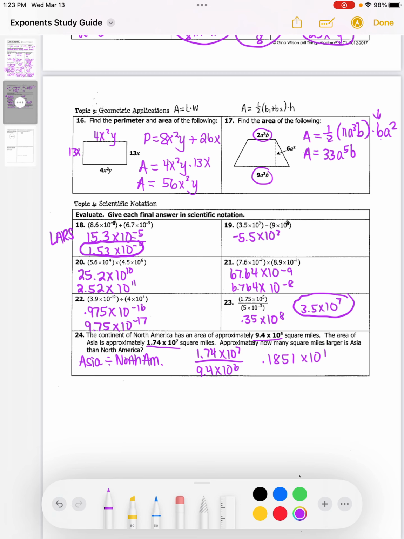I can't leave my answer like this, so I would have to move my decimal point over 1. 1.851 times 10 to the, but when I move it over to the right, I subtract, so it's going to be times 10 to the 0. Remember, 10 to the 0 power really just equals 1. So this means that it's 1.851, which means it's about 1.851 times bigger.